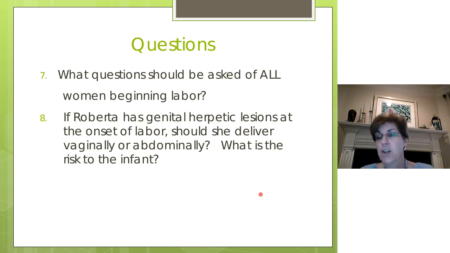What questions should you ask all women when they go into labor? Well, you should ask all of them if they know that they've been exposed to HSV. So ask them about symptoms. Ask them about prodromal signs, which are signs that they get before an attack. Anybody that's had a fever blister probably gets the same thing. Tingling, burning, itching, things like that, usually a day or two before the actual lesions appear. So you want to ask her if she's had anything like that, or if she's actually had any actual blisters.